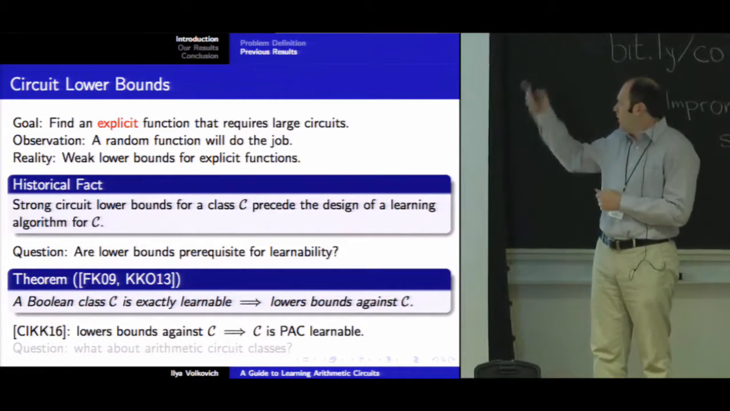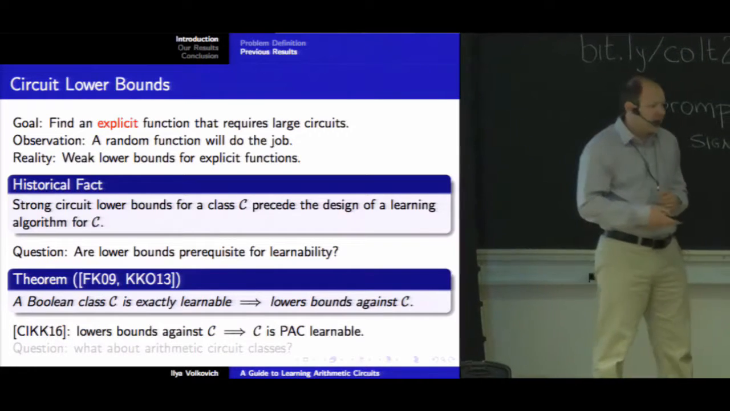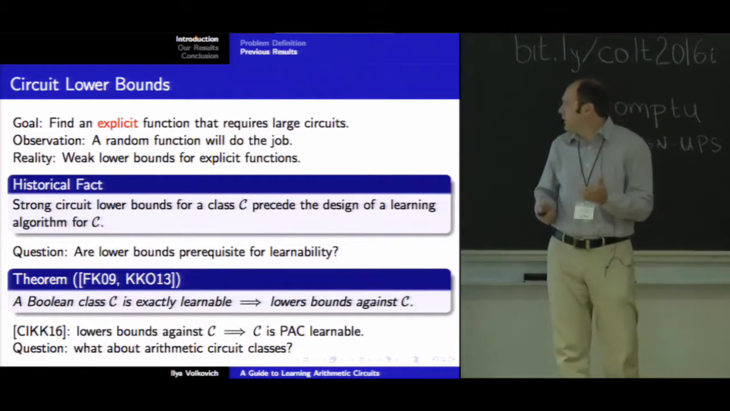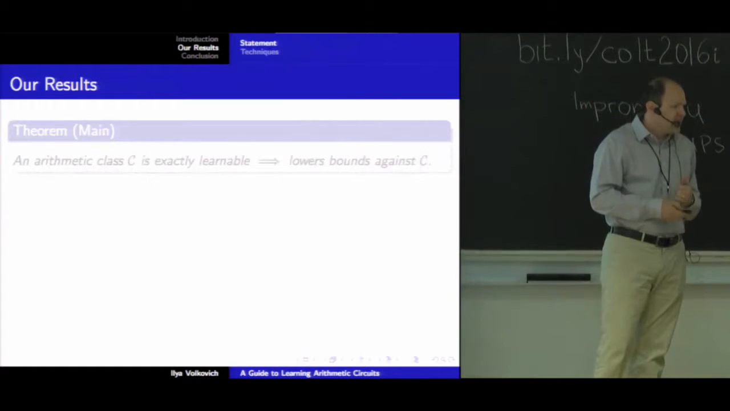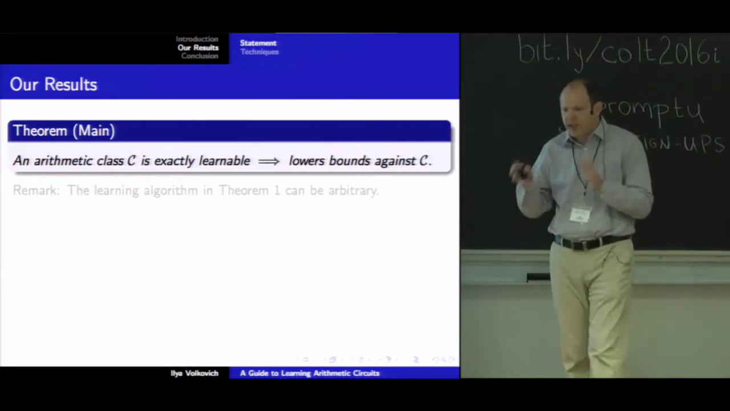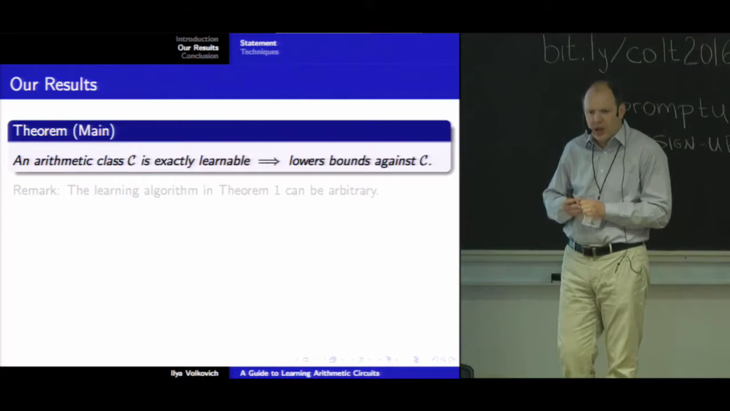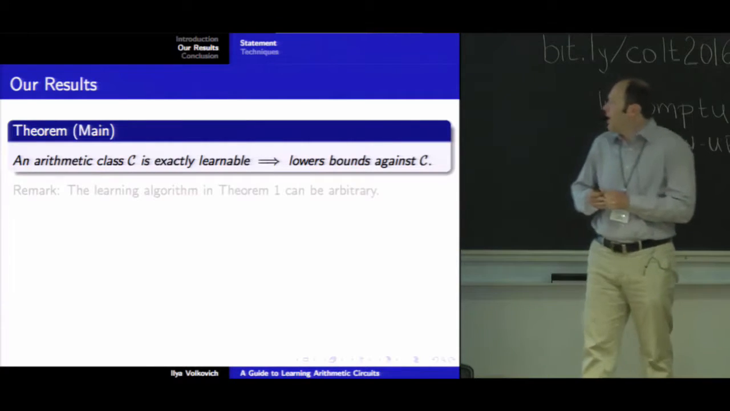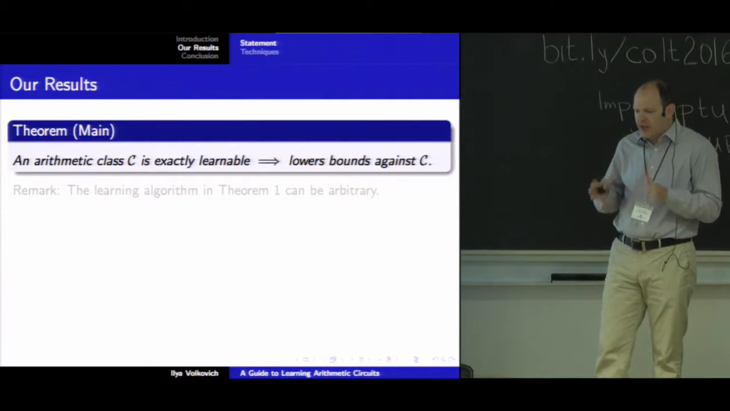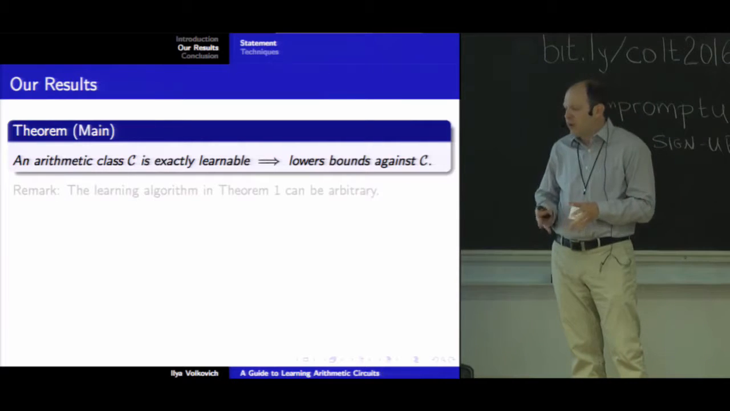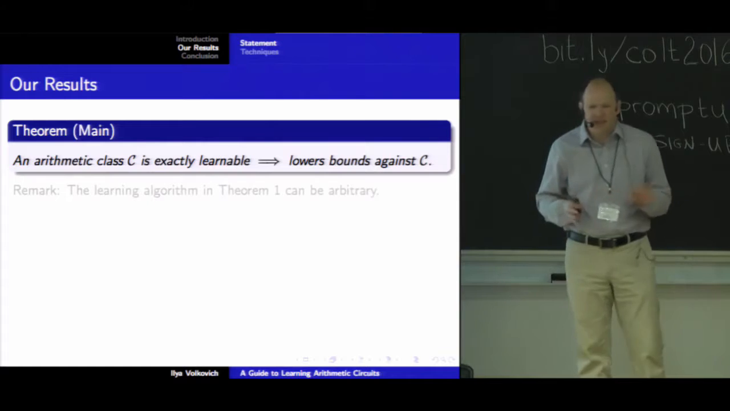What is missing from this slide is: what can we say about arithmetic circuits? It's not on this slide, and this is exactly where we come in, and this is the main result of the paper. We show a similar statement for arithmetic circuits. So we show the following: if an arithmetic circuit class is exactly learnable, then it implies exponential explicit lower bounds against this class.